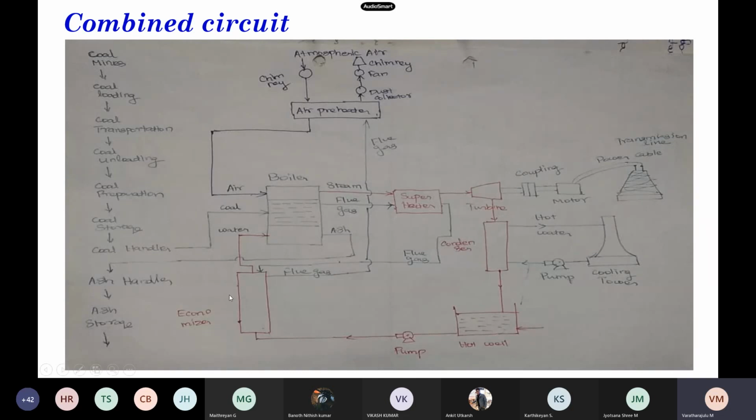There are 3 different inputs: air, coal, and water. When we are concerned about output, we have steam, flue gas, and ash. These 3 have to be optimized before they are sent to the other point, and this optimization happens through various heat exchangers and various other accessories. Anyway, we'll see the video.